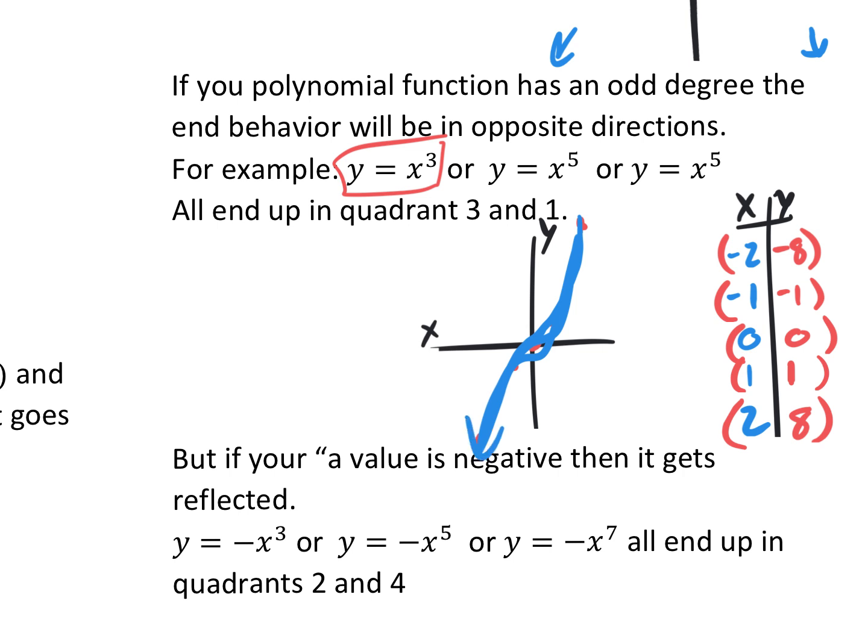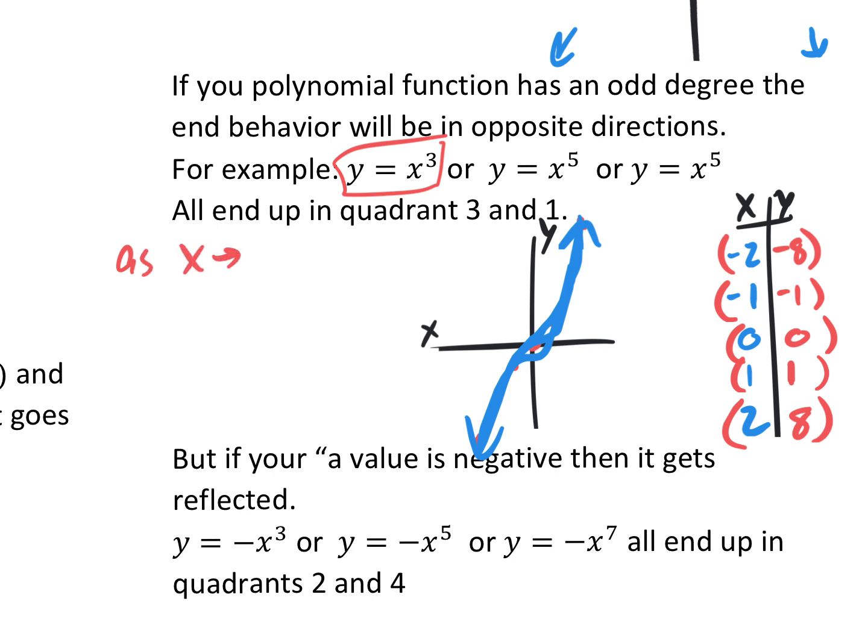So the end behavior is down there and up there. And that's when your a value is positive. If your a value were negative, it would reflect over the x-axis and have end behavior up here and down there. Does that make sense? Okay. So let's write down this end behavior.